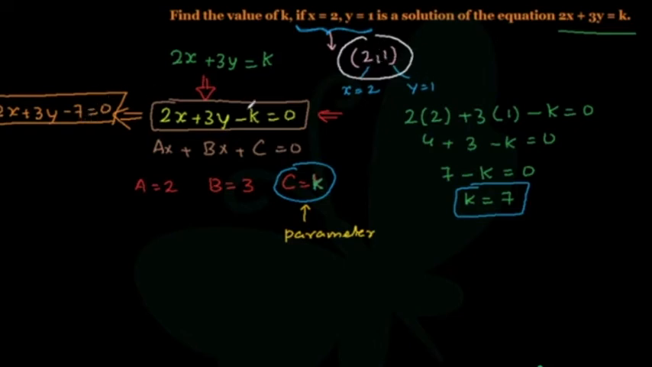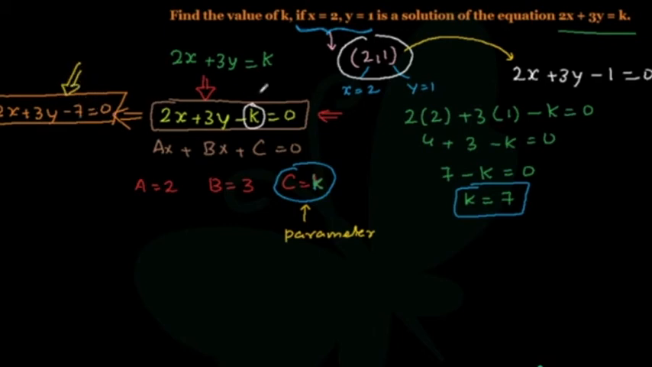You can think of a whole lot of many values of k. This same thing can be written down as 2x plus 3y, let's say minus 1 equals 0. But you can quickly substitute and check that 2, 1 will not be satisfying this equation. Instead, it is satisfying this one, right?